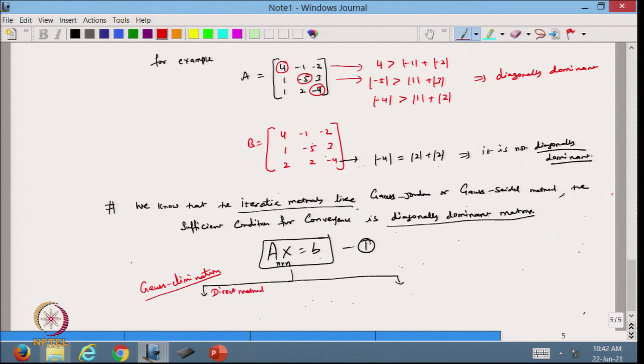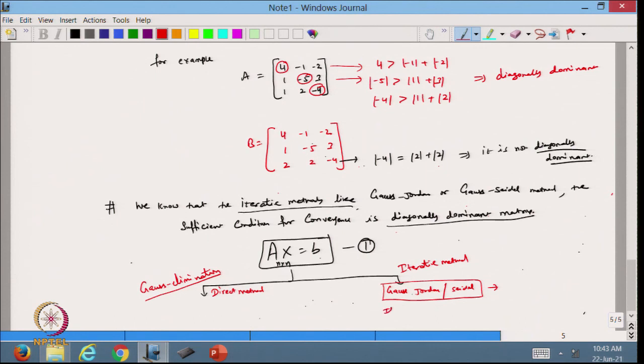And another is the iterative method. Iterative methods are like Gauss-Jordan or Seidel. If we apply this type of methods, we are not sure whether we are going to have the solution or not, but in this case we are going to get the solution if the matrix is diagonal dominant. That is called the sufficient condition: that the matrix is diagonal dominant.